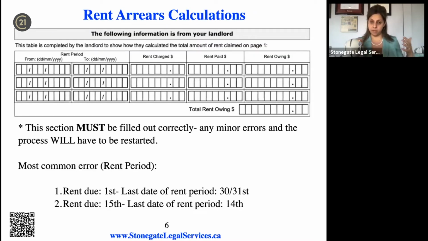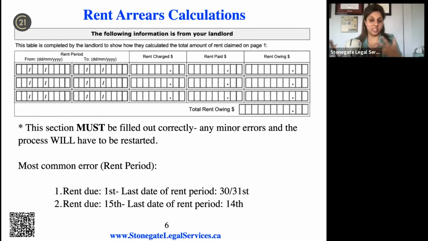So moving on to page 2, this is where 99.9% of errors are made, the rent arrears calculation. This is a screenshot of the second page. On the left side, as you can see, the rent period, and then you can see date from to, okay? That is where 99.9% of the errors are made. That section has to be filled out correctly.